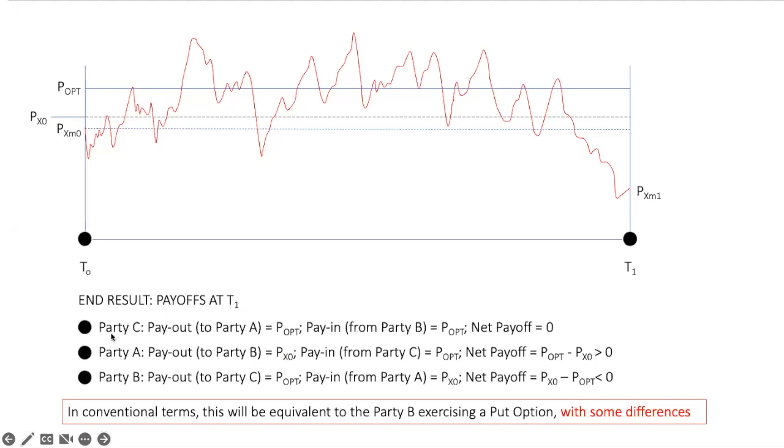Party C, which was the third party, its net payoff would be 0 because it would be buying the stock X from party A for P opt, and then it would be selling the same stock X to party B for the same price P opt. Hence, its net payoff would be 0. Party A has actually paid the price of PX naught to party B, and it would be getting a price of the stock of P opt, which in this example happens to be greater than the PX naught. Hence, its net payoff would be positive.